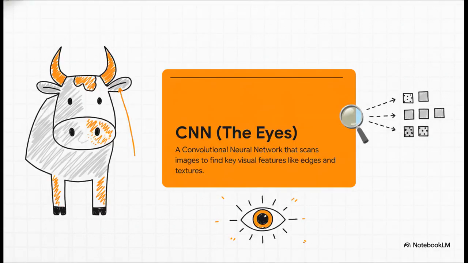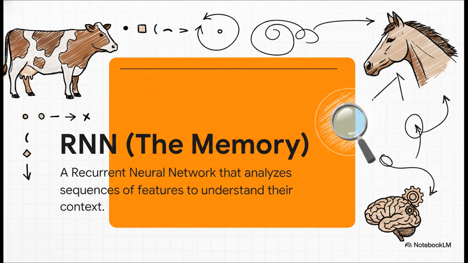So the first part is a convolutional neural network, or a CNN. You can just think of this as the AI's eyes. It scans the image pixel by pixel, learning to spot the fundamental building blocks of what it's seeing. You know, the curve of a horn, the texture of a pig's snout, the sharp edge of a horse's leg. But just spotting features isn't enough. You have to understand how they all fit together. And that's where the second part comes in, a recurrent neural network, or RNN. This part acts like the model's memory. It takes all those little features that the eye spotted and learns how they combine to form the complete picture of a cow instead of a horse.